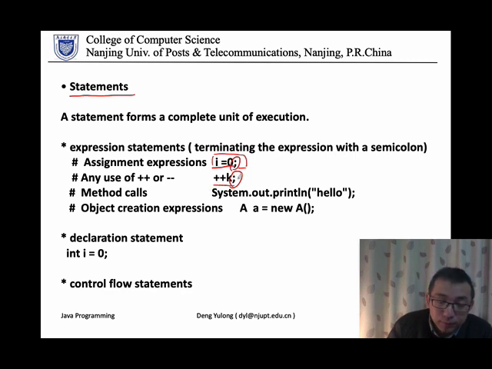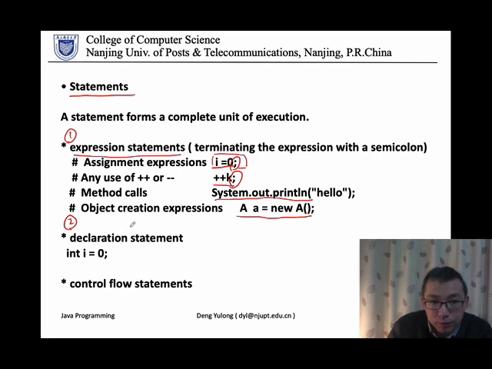It's the same with incrementing k and putting a semicolon behind the k, so we get an increment statement. And it's the same with method invocation and creating an object. They are all statements. With the semicolon at the end of the expression, we get an expression statement.